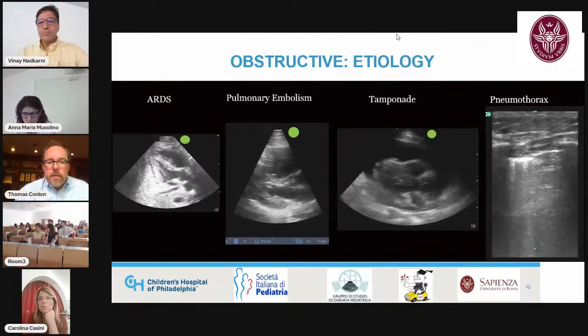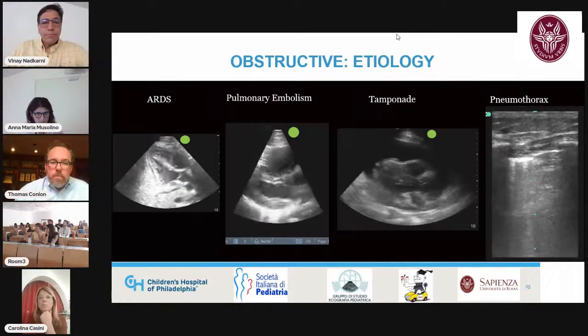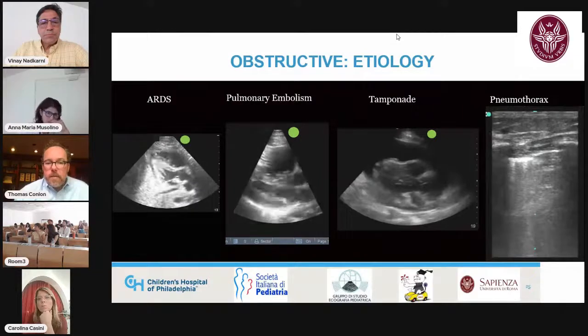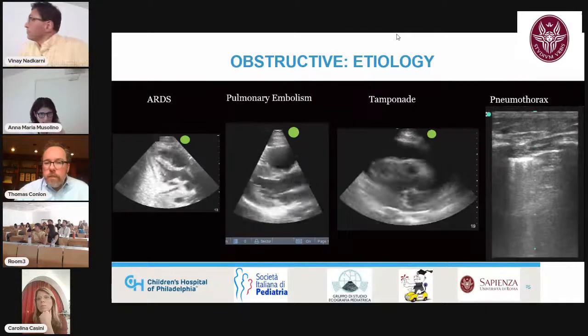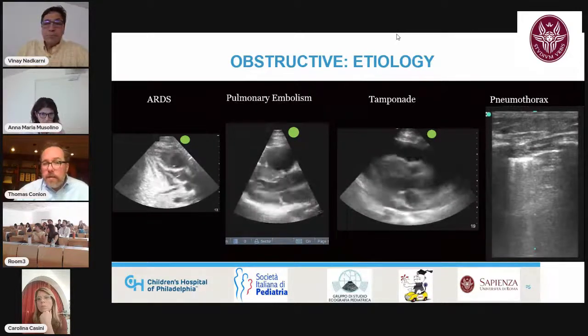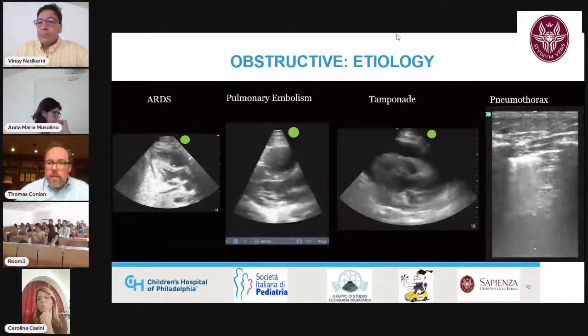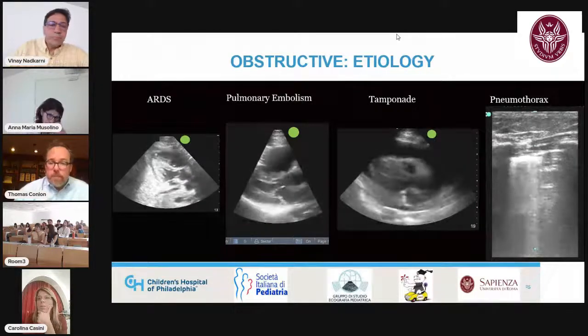Here you can see consolidated lung behind a normal functioning left ventricle, but with a dilated right ventricle in a patient with ARDS. Here is a patient peri-arrest who has a large right ventricle, indicating a potential pulmonary embolism as the cause for their arrest. Here is a large pericardial effusion, and in a patient with shock can be diagnosed as having tamponade physiology. And a hypoxic patient who presents with a pneumothorax can present in shock as well.